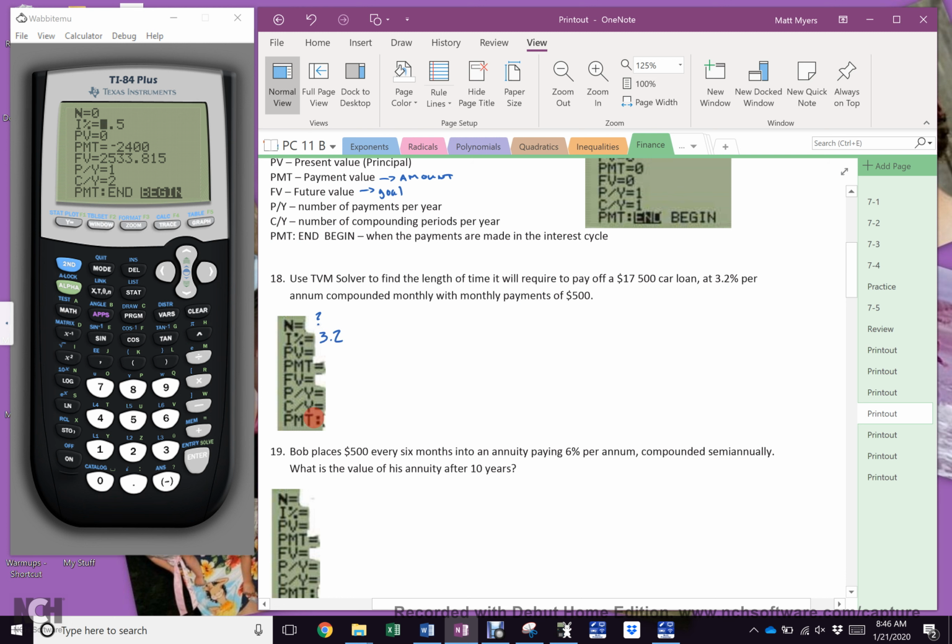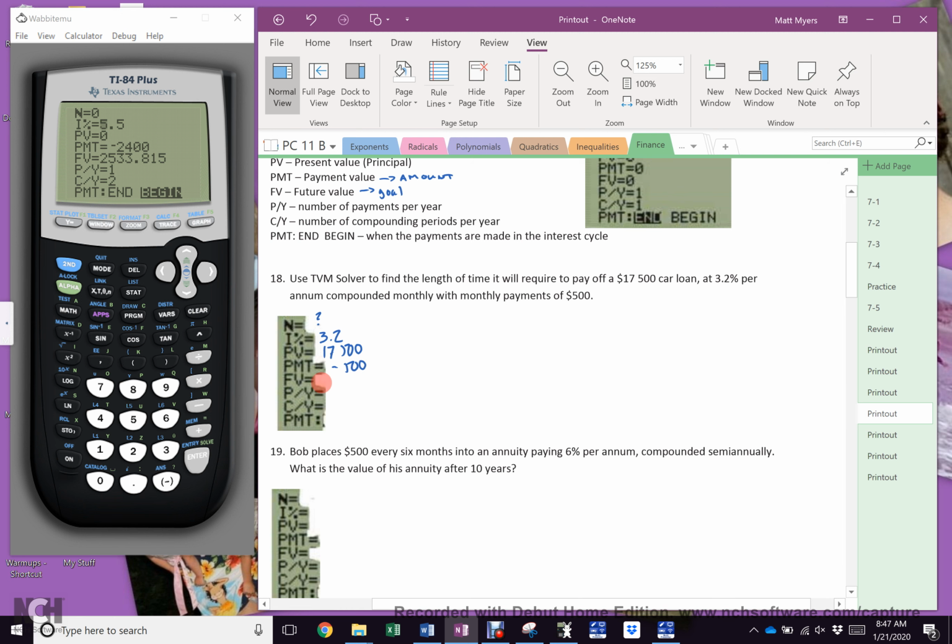Do I know my interest rate? What is it? So, N gets a question mark. 3.2. Let's fill it in here. Present value. How much did I borrow? $17,500, yes? And did that go into my pocket? Like right now, do I have $17,000 in my pocket? So if I go to the car store, can I buy a car? No. So this is coming into my pocket, yes? So it's a positive $17,500. Payment, what are my payments? $500. Are those payments leaving my pocket? So what do we put?